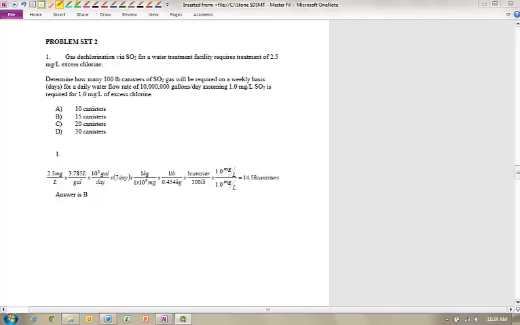This will be problem set 2 for the FE exam review. So we will start with a gas dechlorination problem looking at sulfur dioxide that's typically used to dechlorinate any residual chlorine that would be embedded into a system. Let's read the problem statement here.